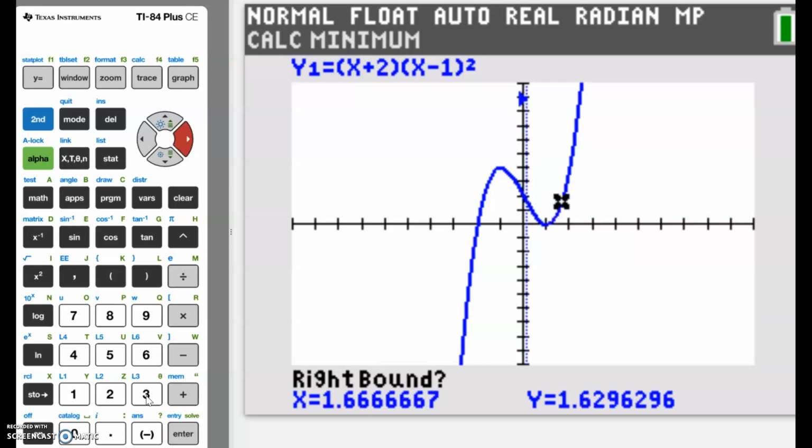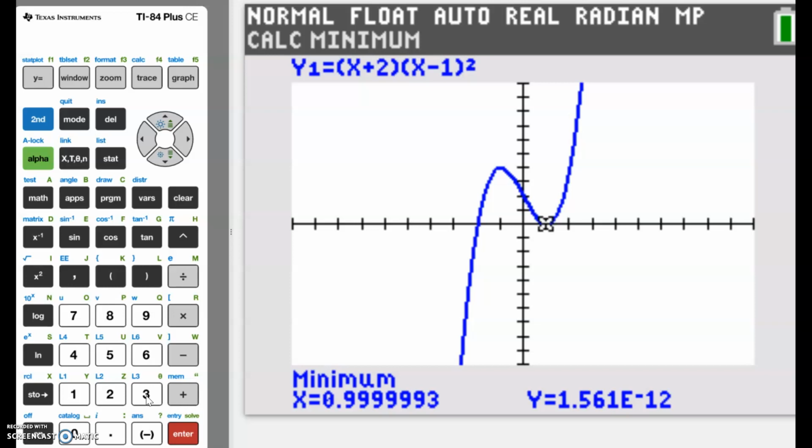I'll move my cursor to the right of it. Hit enter. And then guess. There's only one there, so I don't need to guess. Remember, the calculator does a pretty poor job at times of giving you exact values for the graphing because it's pixelated. It's counting pixels, and there's some issue with that that goes beyond me.